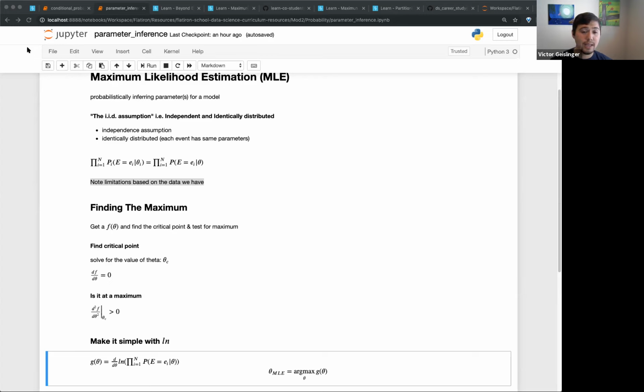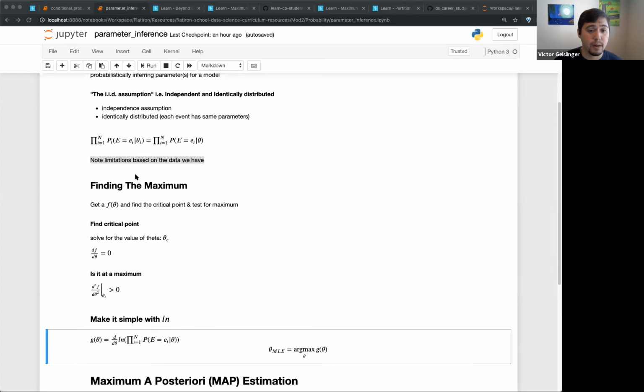So just note that this maximum likelihood will not always be the right answer if you don't have enough data in there to actually cover all of the event spaces sufficiently. That's one of the limitations you have to keep in mind. But other than that, it gives you an idea: what's the maximum value to actually make this probability happen?